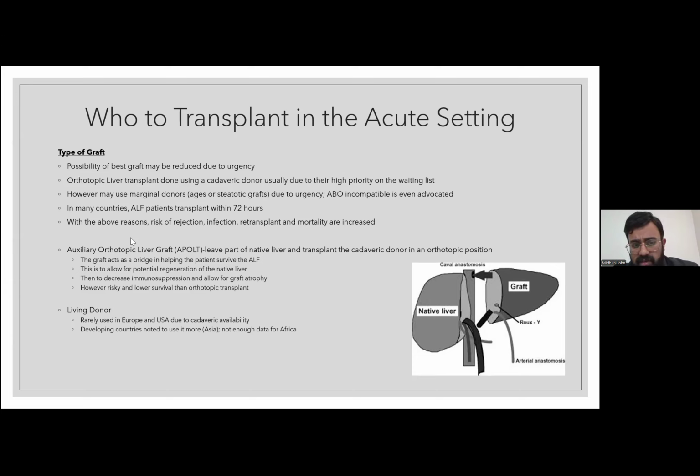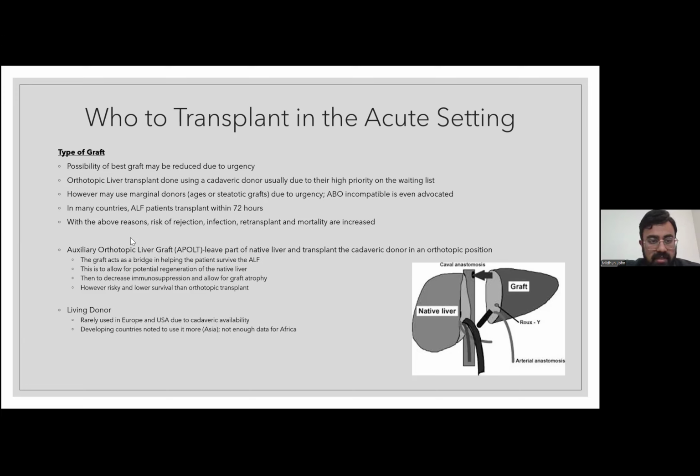There was a concept of APOLT, which was new to me, as most things were new in this presentation. But this was something that left a mark, and I thought I'd discuss it: the auxiliary orthotopic liver graft. Basically, in this surgery they leave some of the native liver and transplant a cadaveric donor into the orthotopic position. This APOLT procedure is when the graft acts as a bridge in helping the patient survive an acute liver failure. It allows your native liver to potentially regenerate.